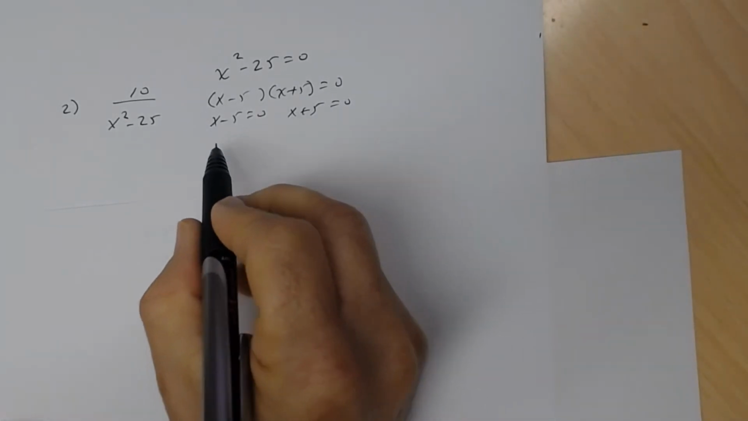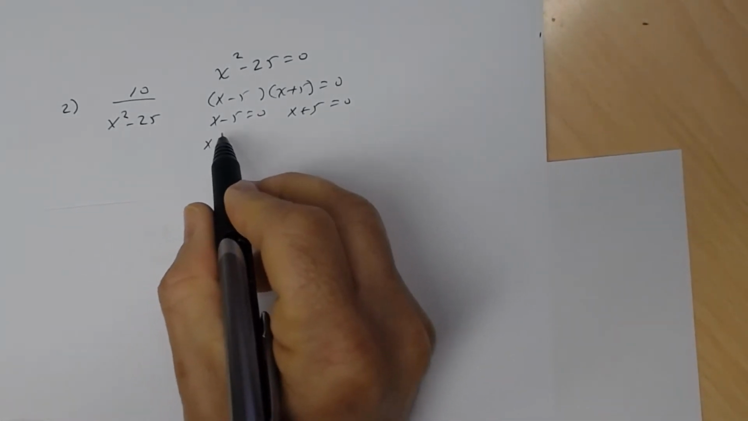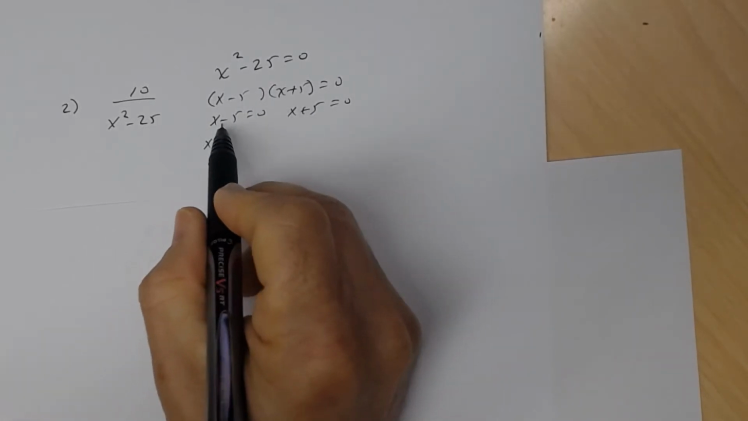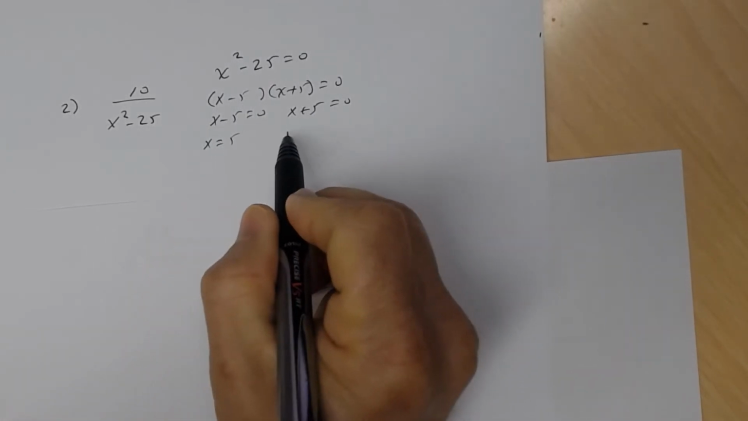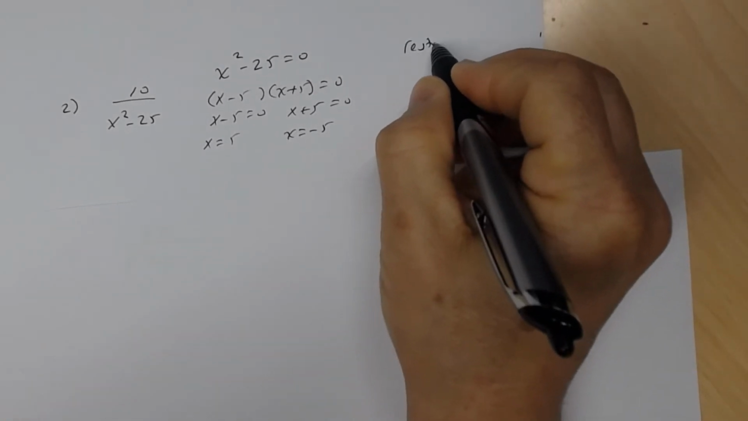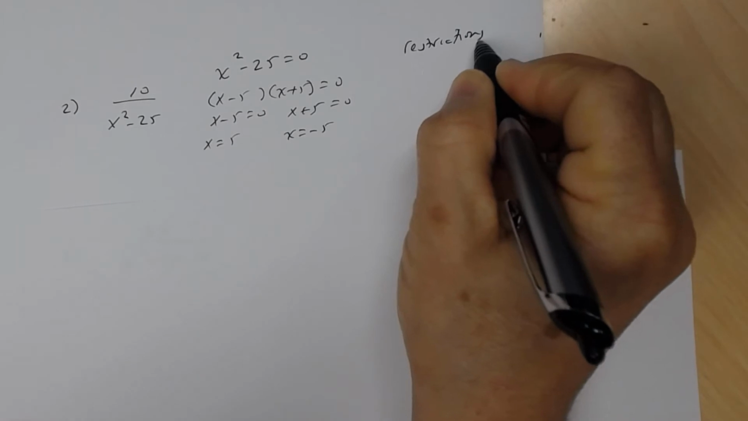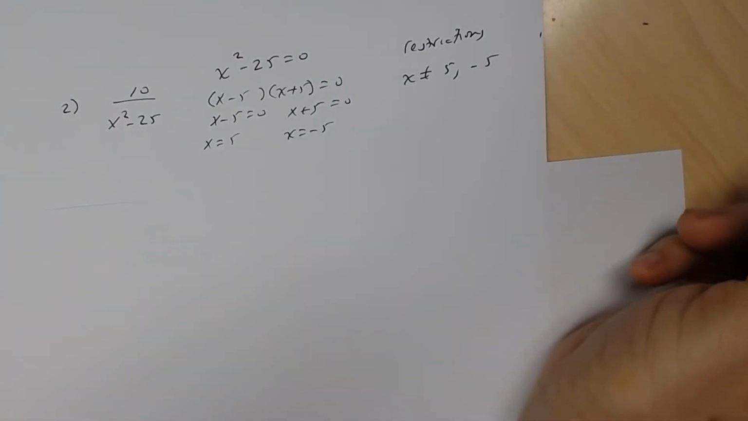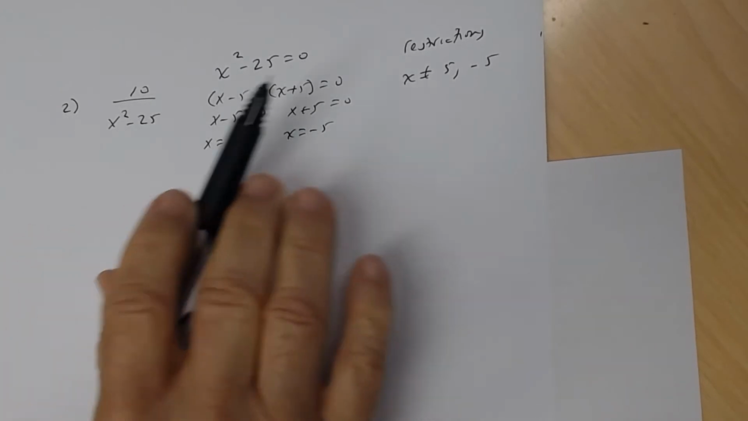And so when you solve each of these linear equations, notice you went from a quadratic to a linear. When you solve these linear equations, you get x equals 5 here, and here you get x equals negative 5. So the restrictions: you would say that x cannot equal 5 or negative 5. So x can be any other number but these two.